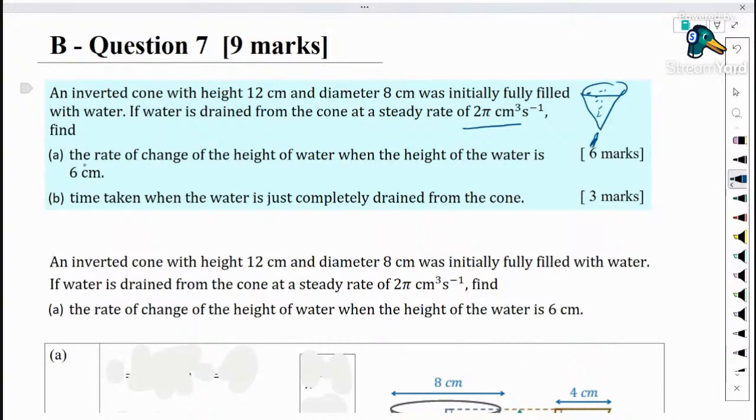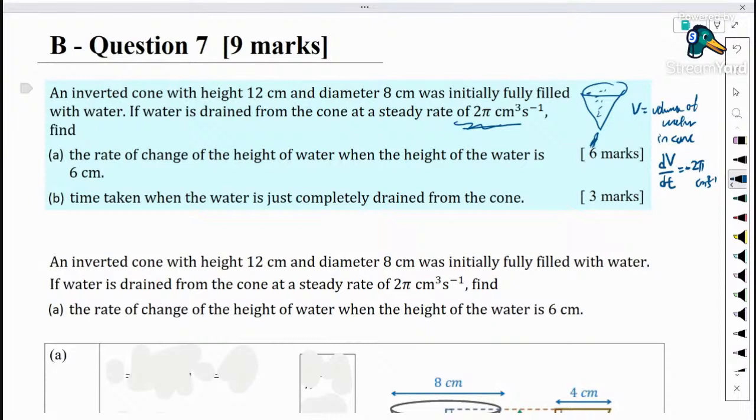So let's say I consider V as the volume of water in the cone. The rate of change of the volume of water in the cone will be 2 pi centimeter cube per second, with a negative sign because the volume keeps on decreasing. Although the question doesn't have a negative sign, based on our understanding, if V is the volume of water inside the cone, by right it should have a negative rate because the volume decreases from time to time.